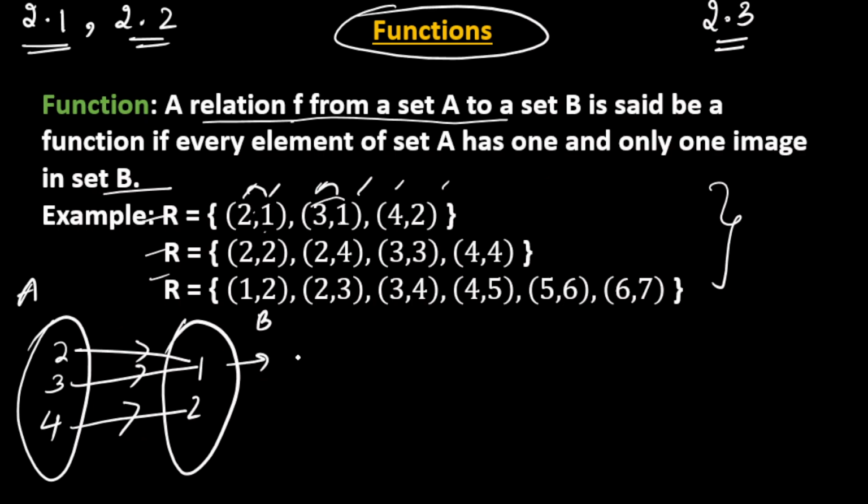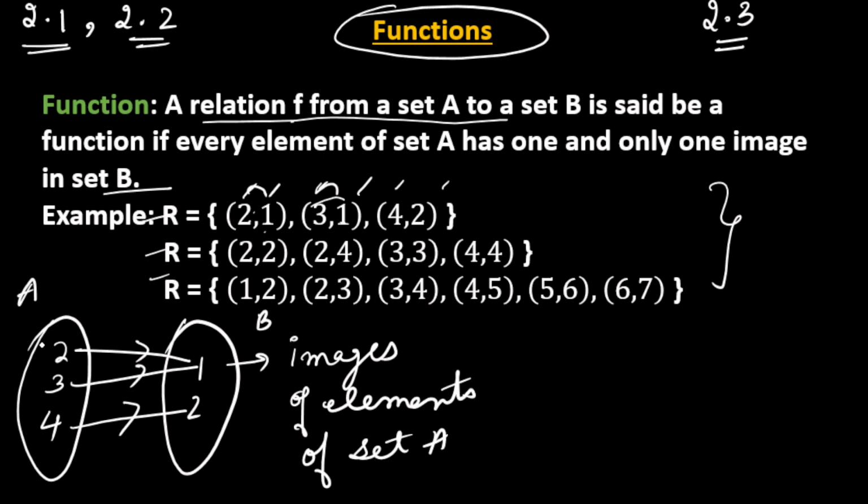Elements of set B are known as images of elements of set A, and in the same way elements of set A are known as pre-images of elements of set B. So if we see 2, image of 2 is 1, image of 3 is also 1, image of 4 is 2. Let's count how many images each element has. 2 has only one image, which is 1. 3 also has only one image and 4 also has only one image.